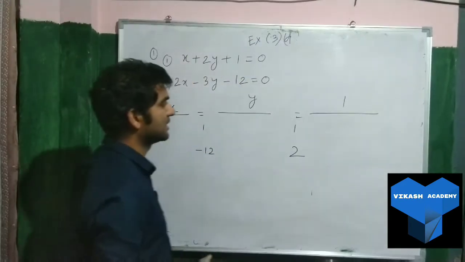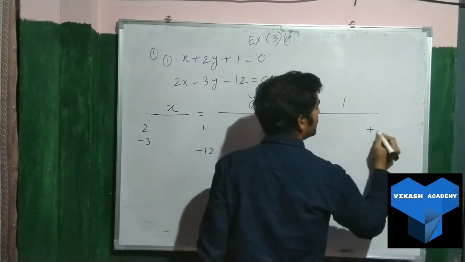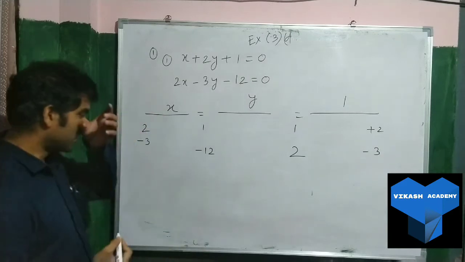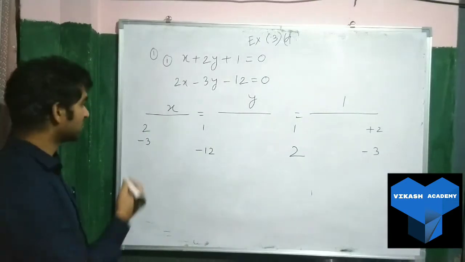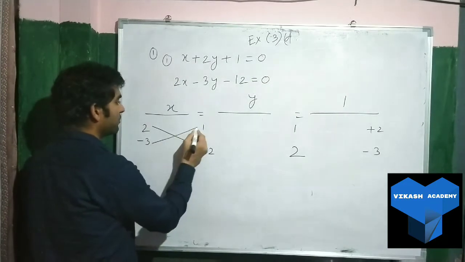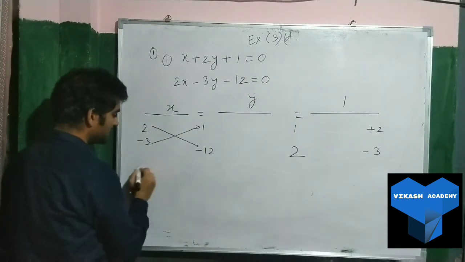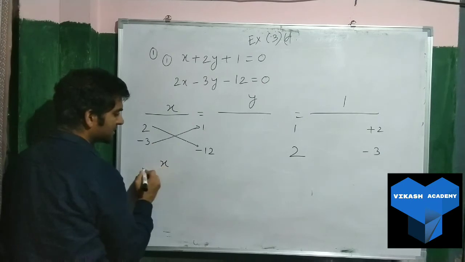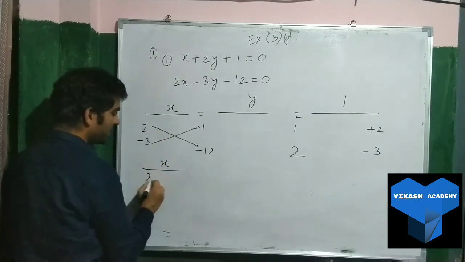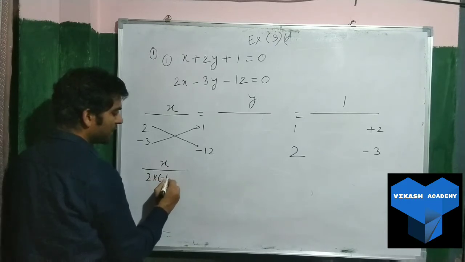Plus 2, minus 3. Write down here plus 2, minus 3. Now let us find out the value of x, y and z. Multiply this one with this, and this will go with this. So first write down here, next step: x, 2 into minus 12.